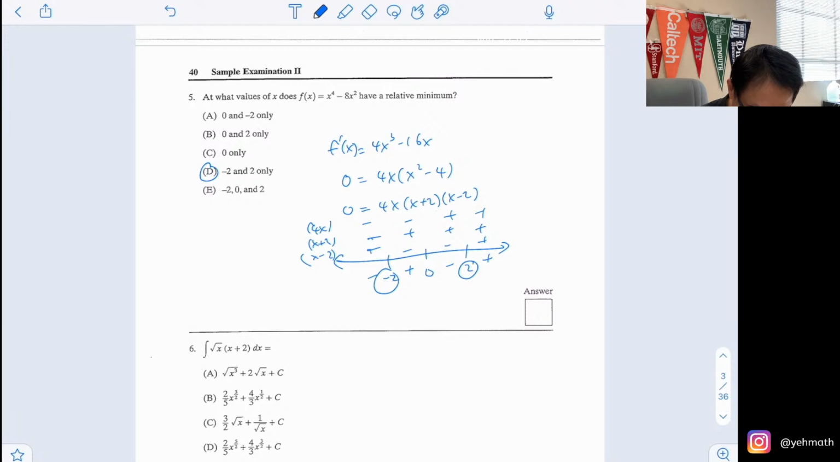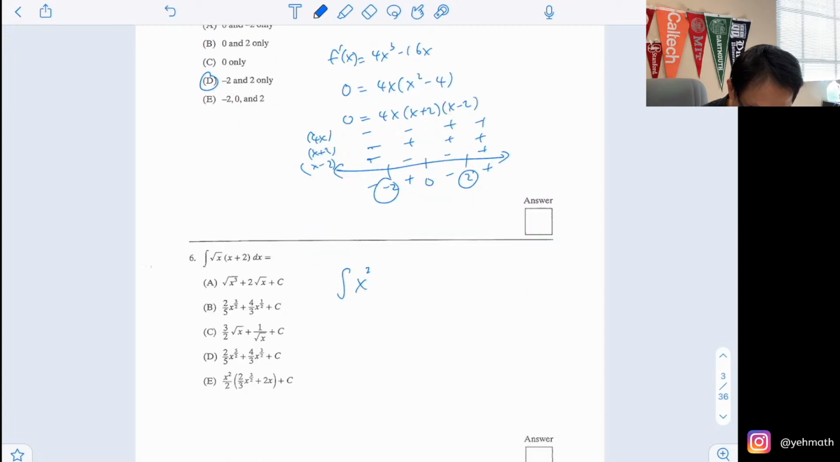Okay. The next one is super easy. The next one is just x to the 3 over 2. You just distribute it. The power is going to distribute, right? So it'd be x to the 3 over 2 plus 2x to the 1 half dx. And then that's going to be x to the 5 over 2 times 2 over 5, plus 2x to the 3 over 2 times 2 over 3, and a plus c. So it'd be 2 over 5 x to the 5 over 2, plus 4 over 3 x to the 3 over 2, plus c.